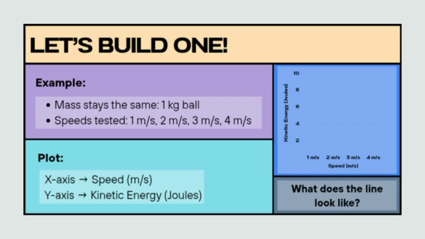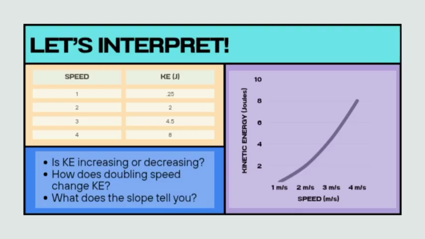So let's build one. For example, mass stays the same. A 1 kilogram ball. The speeds tested are 1 meter per second, 2 meters per second, 3 meters per second, and 4 meters per second. On the plot, the x-axis indicates the speed in meters per second. The y-axis is kinetic energy in joules. So what does the line look like? What do you think? Let's interpret.